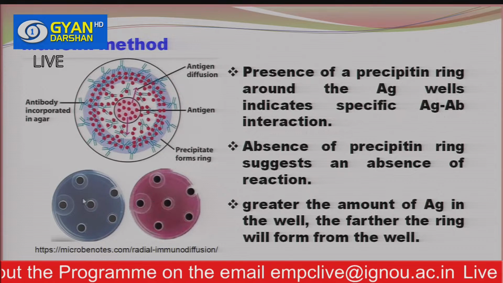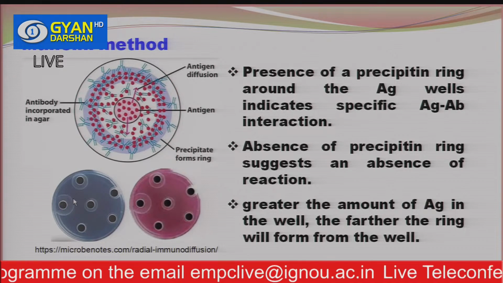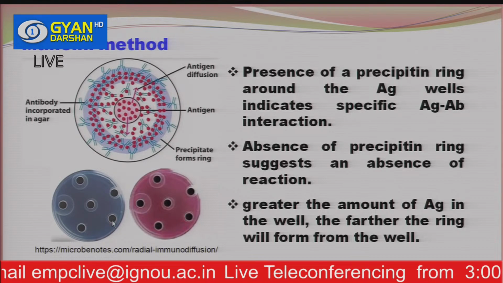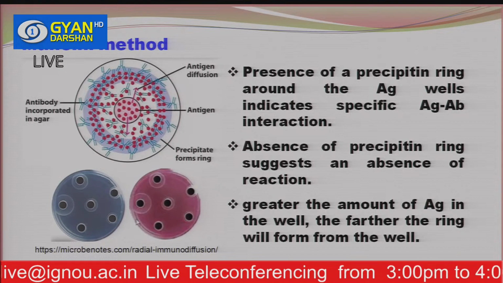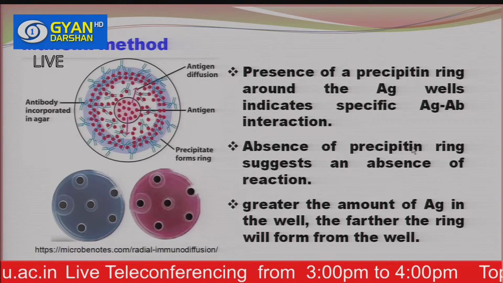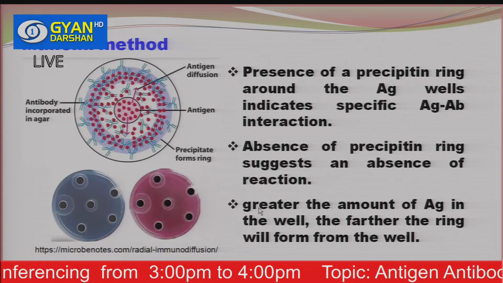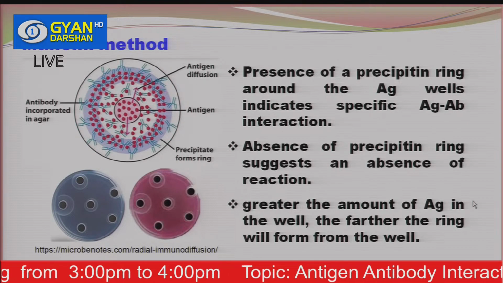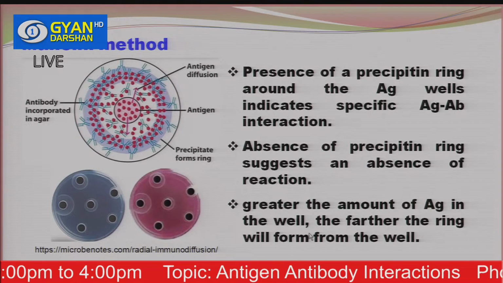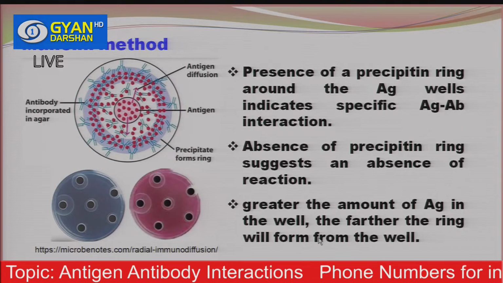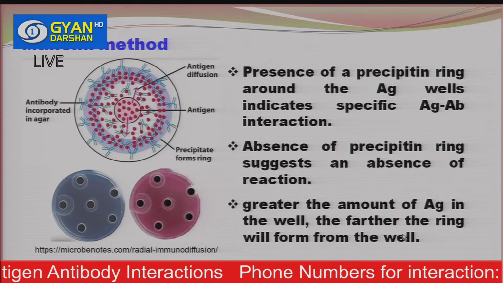interactions are there. So here the antigen antibody interaction is very high. Here very little antigen antibody interaction is there. The absence of the precipitin ring suggests an absence of the reaction, and the greater the amount of antigen in the well, the further the ring will be formed from the well.